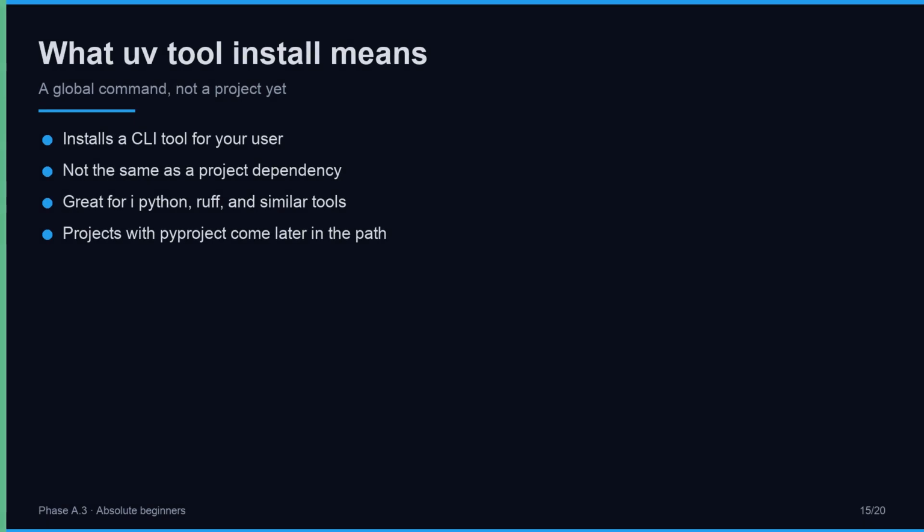uv tool install is for user-level CLI tools. It is not the same as adding a package inside one project. That is perfect for ipython while you learn. Full project workflows with pyproject files come later. Especially remember, it installs a CLI tool for your user. Restate it once in your own words if you like, then continue.